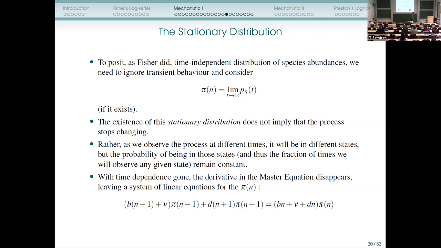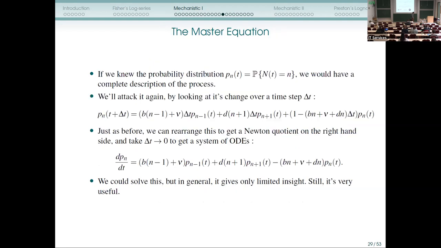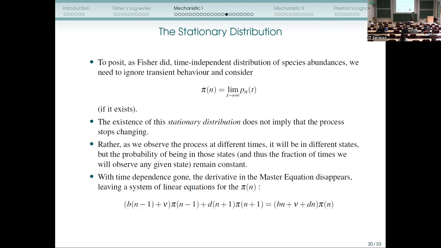So with my master equation, what that meant doing is, if I take t to infinity and things aren't changing anymore, then this derivative goes to zero. I change my notation to say that I'm no longer dealing with time, I'm dealing with something which has happened after the transients are over. And I get, from my master equation, this algebraic equation, which describes the relationship between states in the stationary distribution.